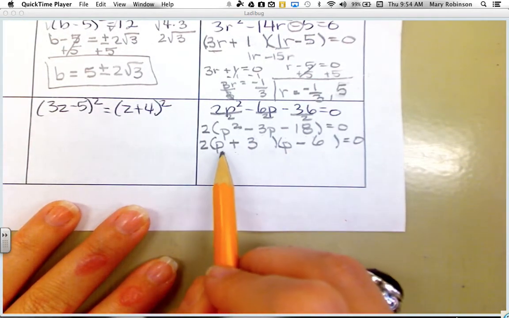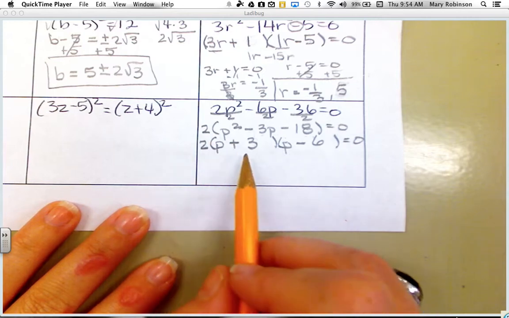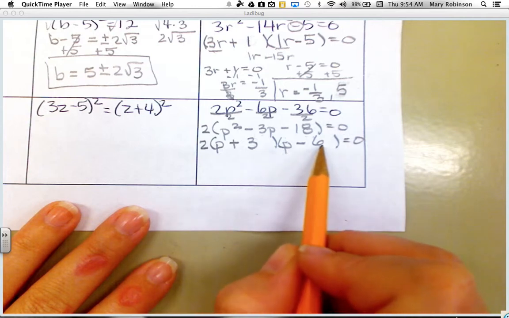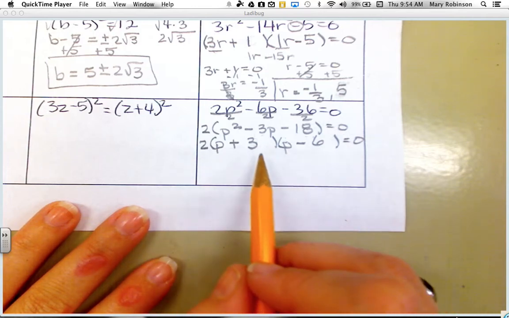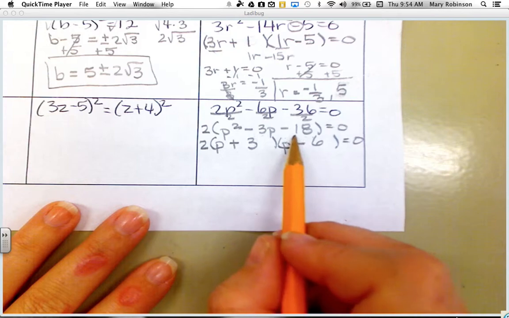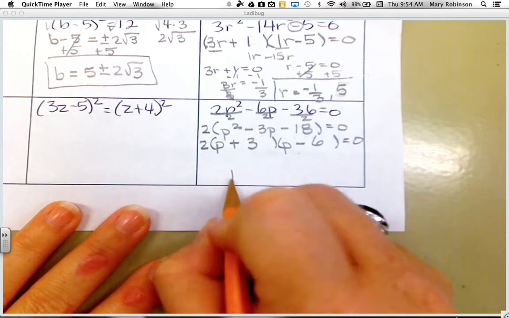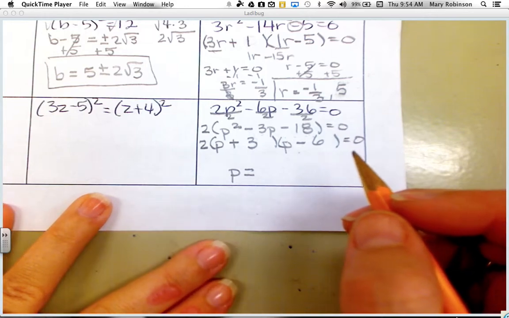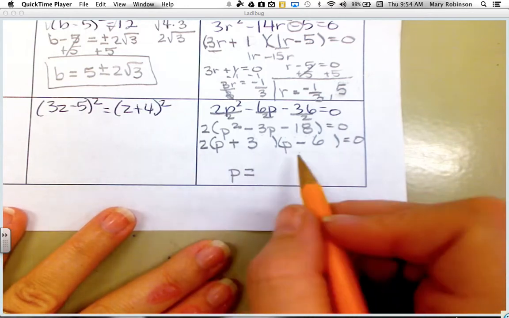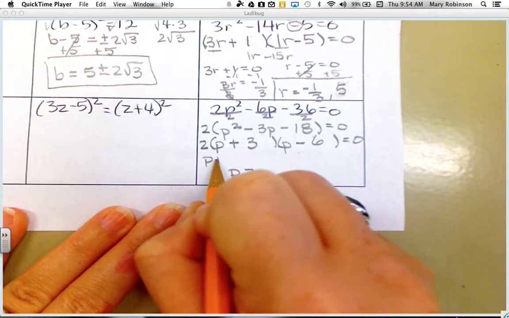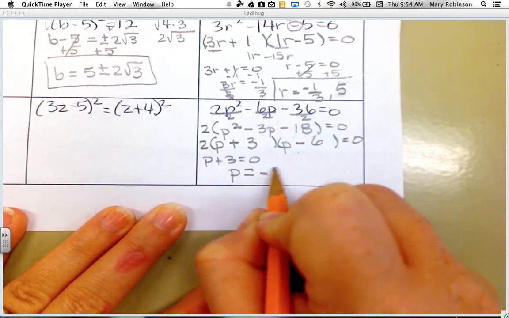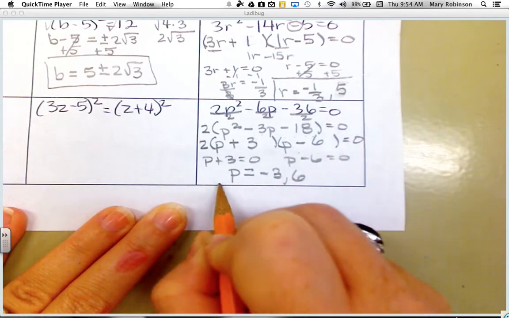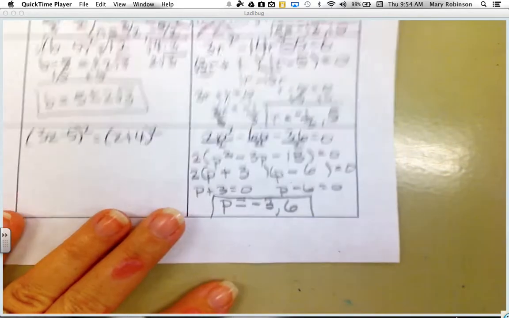We've got p times p is p squared. Our inner terms, 3p minus 6p is negative 3p, and then 3 times negative 6 is negative 18. So that works. So what are our solutions? Remember, you just switch them, right? So if you set p plus 3 equal to 0, it's going to be a negative 3. If you set p minus 6 equal to 0, it's going to be a positive 6. Got that?